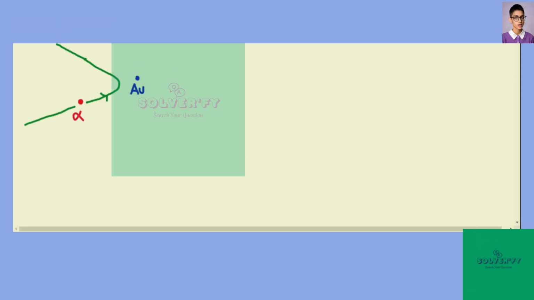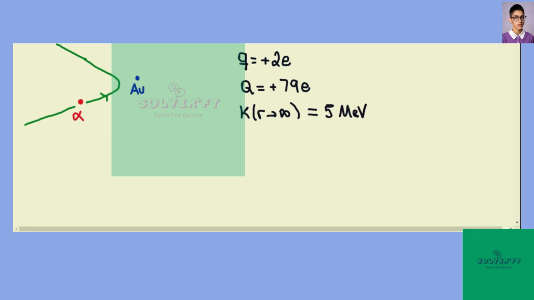In this exercise, we have an alpha particle that has a charge Q equals to plus 2e that heads towards a gold nucleus that has a charge capital Q equals to plus 79e. And we also have the information that very far away from the nucleus, that is, when r tends to infinity, the kinetic energy K of the alpha particle is 5 megaelectron volts. Okay, and we need to find what is the distance of closest approach that I'm going to call r prime between the alpha particle and the gold nucleus.